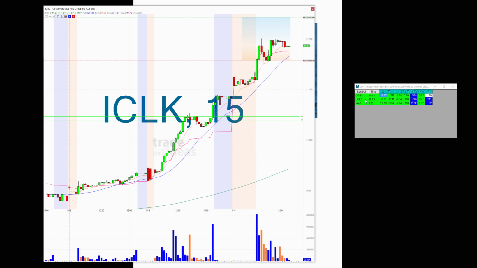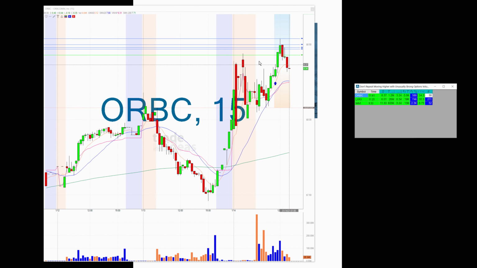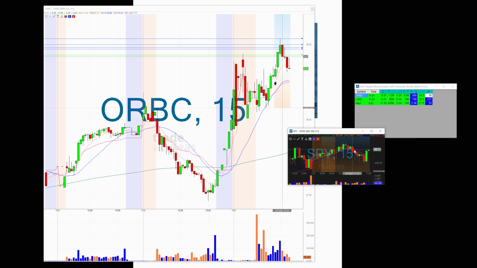So that's why I'm kind of interested in the ORBC later on. See if it can pick back up to this level. I have some price alerts set up here. I also think that the SPY was affecting it a little bit, but now the SPY is putting in a bit of a green bar. So we'll have to see.